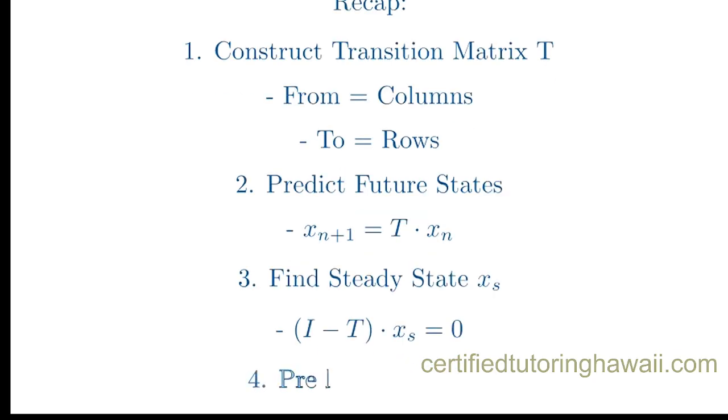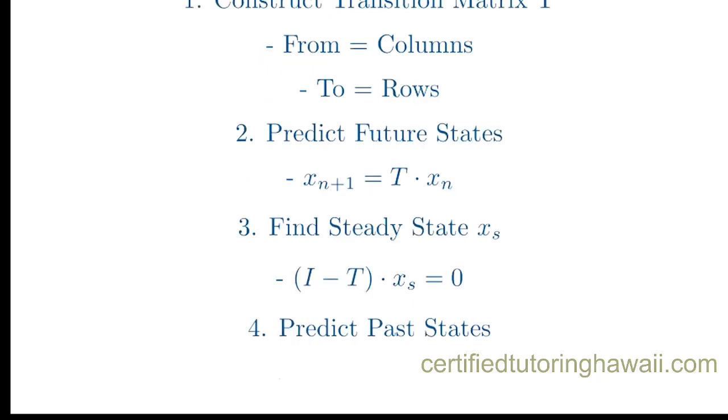Finally, we explored how to predict past states using the inverse matrix. The past state x sub n minus 1 is the inverse matrix T inverse times the current state x sub n. You are now equipped to model scenarios involving transitions between states and use these matrix models to make predictions about the future and the past. This is a fundamental concept in fields like economics, sociology, and even computer science. Great work!